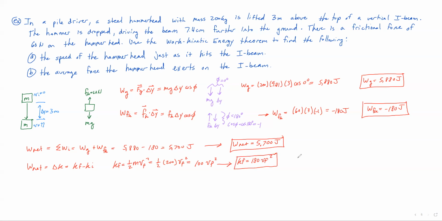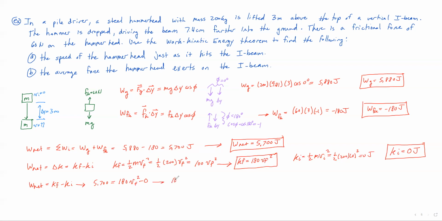Now we know what Ki is. Ki is 1/2 m Vi squared, but that's 1/2 times 200 times 0. That's just 0 joules. Because it's at rest, you don't even have to worry about Ki, it just goes away. So W net is just Kf minus Ki. That's going to be 5,700 is equal to 180 Vf squared minus 0.